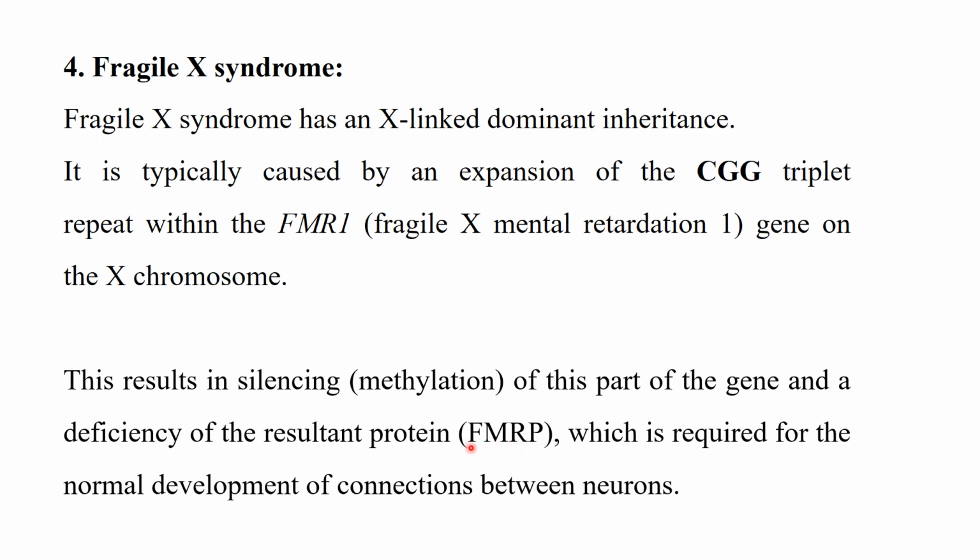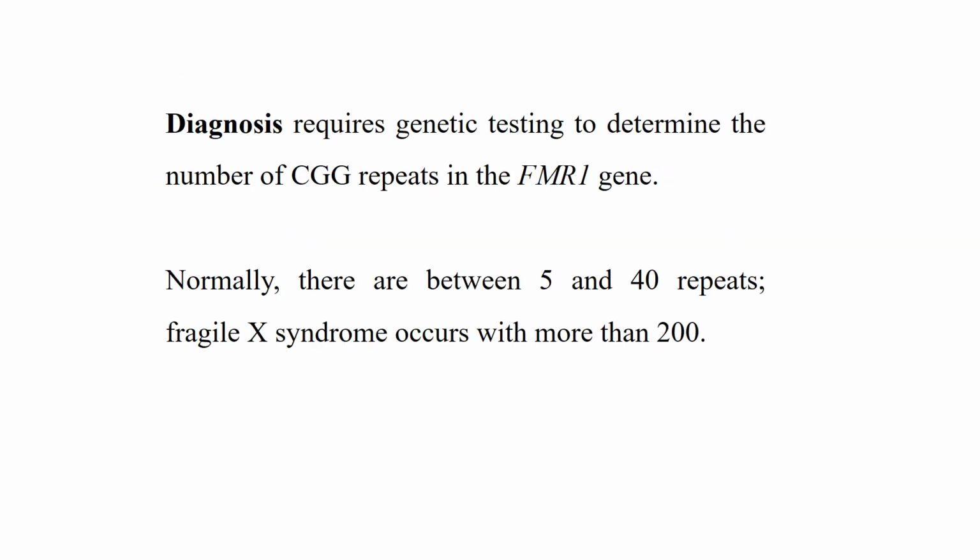FMR1 gene encodes a protein that is called FMRP protein. This protein is required mainly for the normal development of connections between neurons. Neuron connections के लिए responsible है ये protein. अब neuron की connection की normal development नहीं होगी, then it will lead to mental problems or mental retardation.